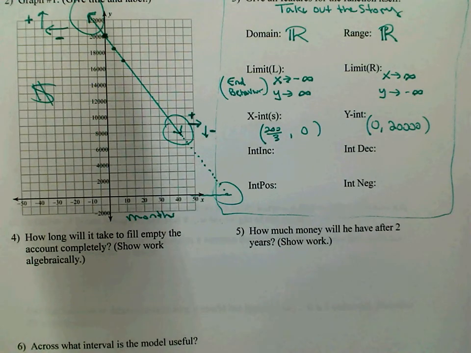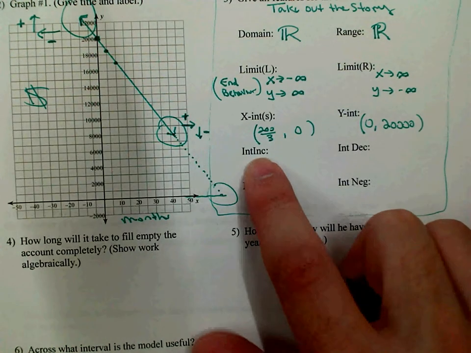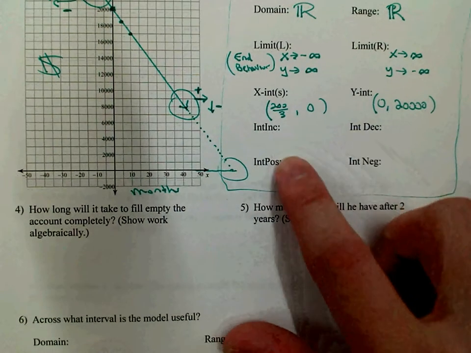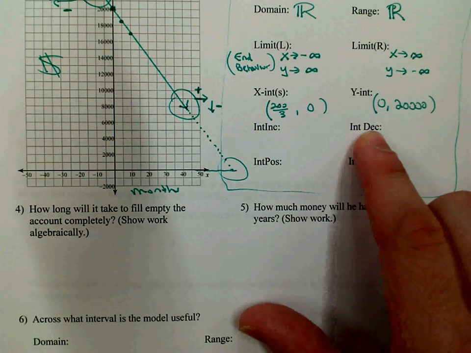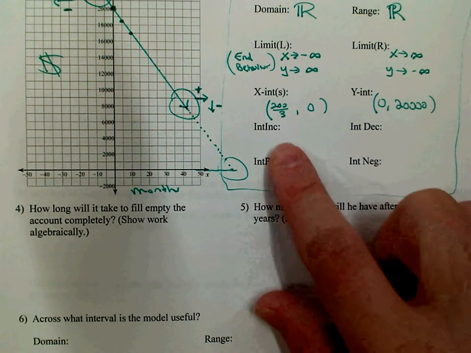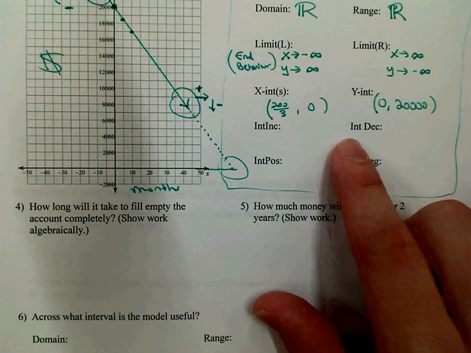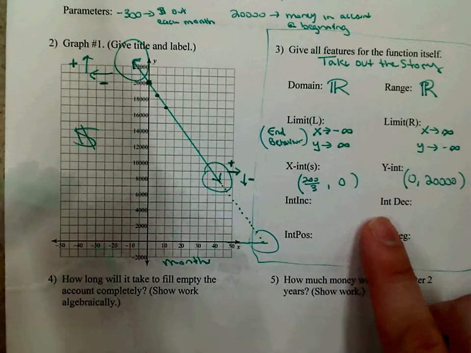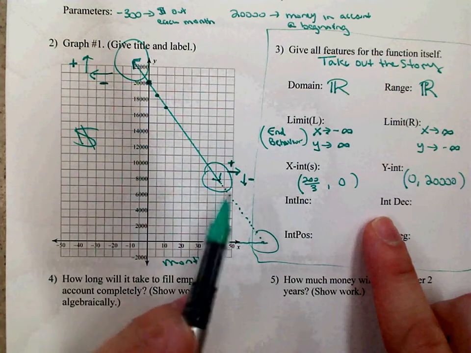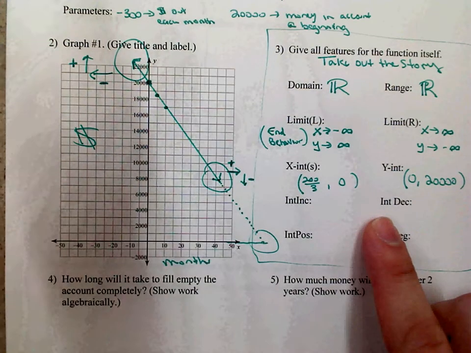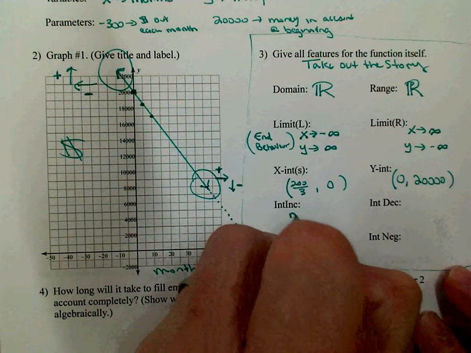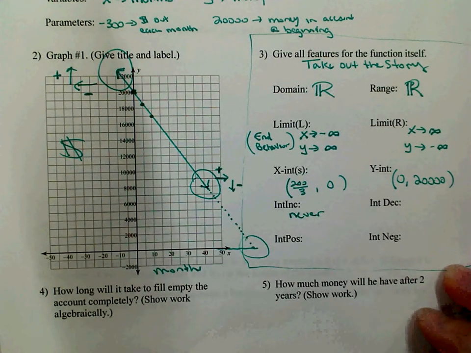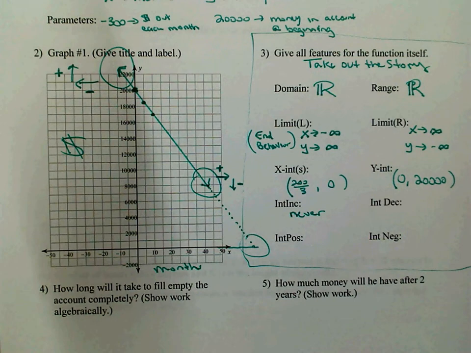Okay, and then finally, INT down here, these stand for interval, just like we did in class. So interval increasing, interval decreasing, interval positive, interval negative. The increasing and decreasing part should be easy. When you look at that line, it's obviously going down. It's not going up. We read it left to right, and this thing goes down forever. Just keeps going down. So it's increasing never. You can actually write that. You can put never, you can put NA, you can put doesn't do it. I don't care. It's never increasing.